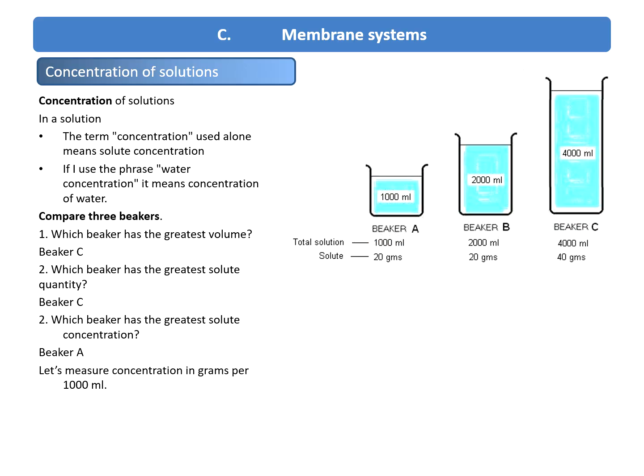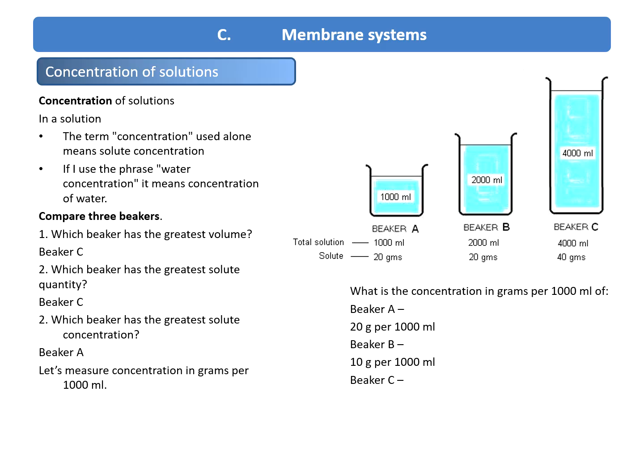Let's measure concentration in grams per 1,000 milliliters. What is the concentration in grams per 1,000 milliliters of beaker A? 20 per 1,000 milliliters. Beaker B, 10 per 1,000. And beaker C, 10 per 1,000.